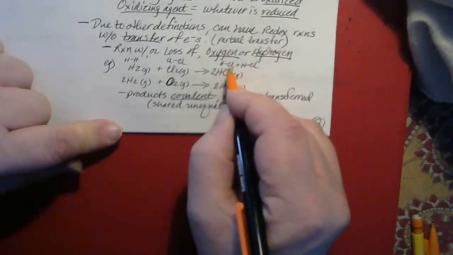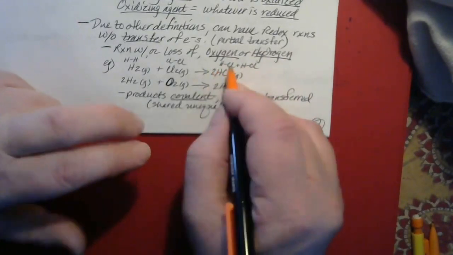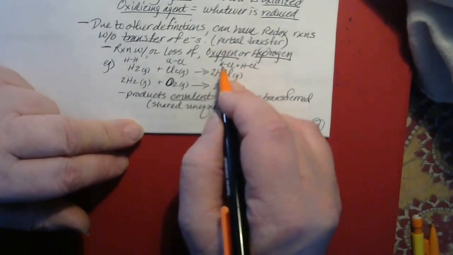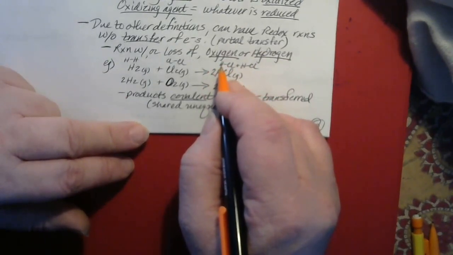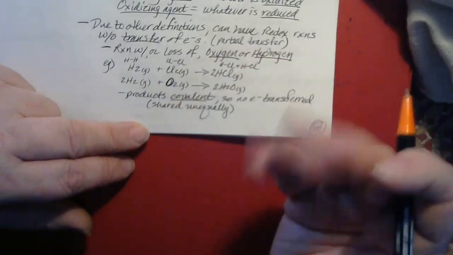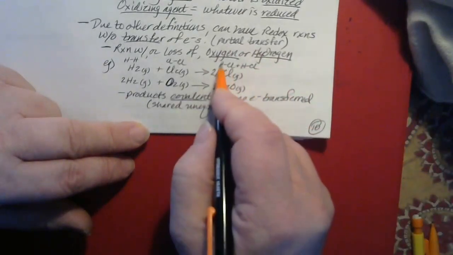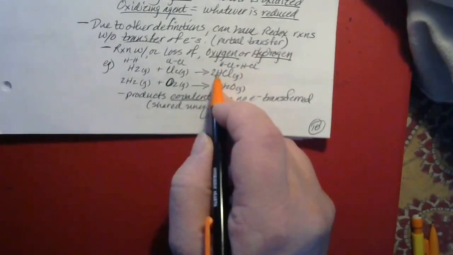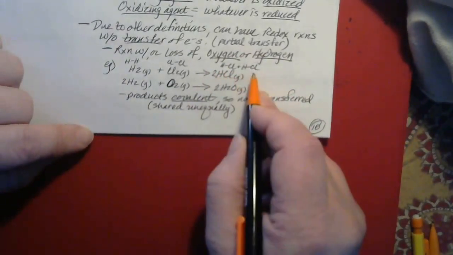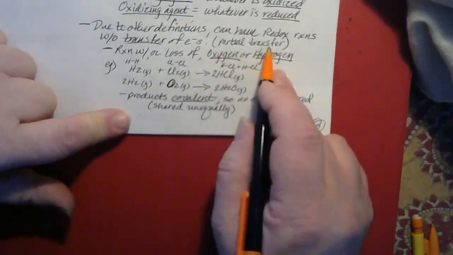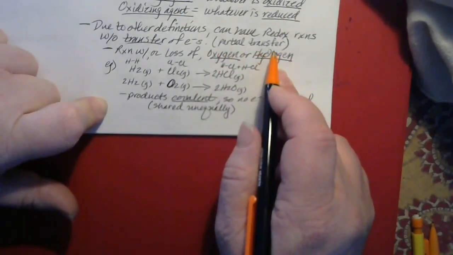But our product is going to be 2 molecules of HCl. And in that compound, the Cl has a much stronger attraction for electrons than the H does. And so the Cl draws the electrons closer to itself and away from the H. And the result is an unequal sharing of electrons. And that's what we can think of as a partial transfer of electrons.